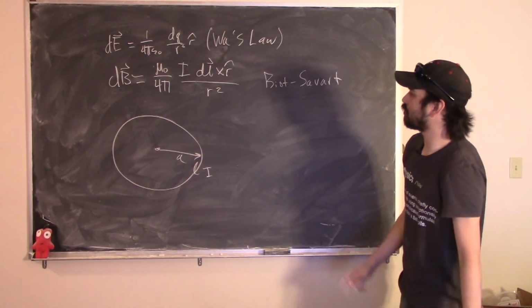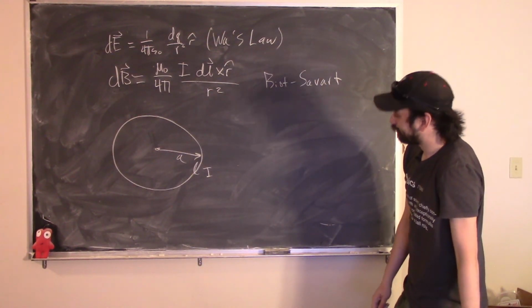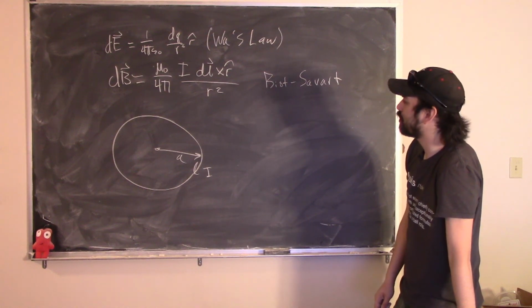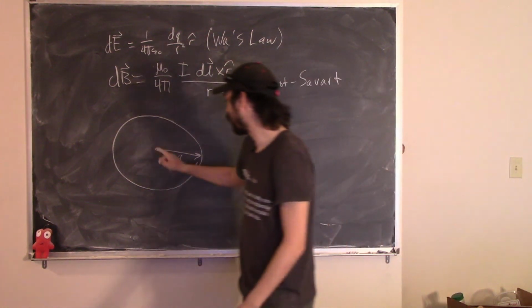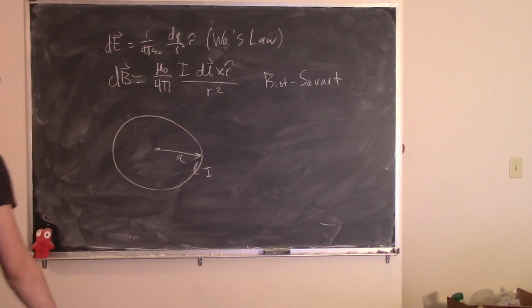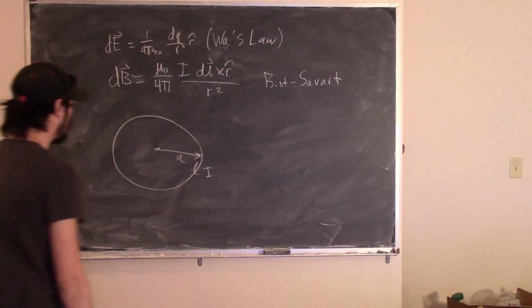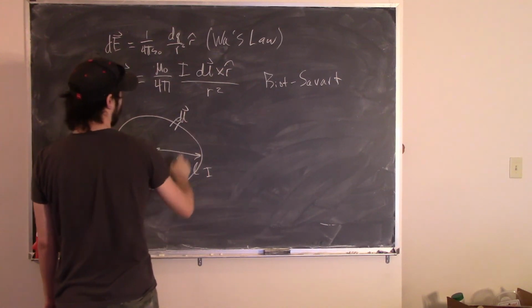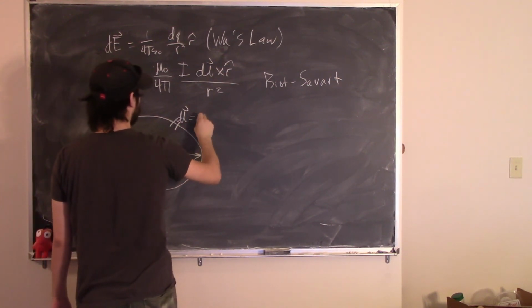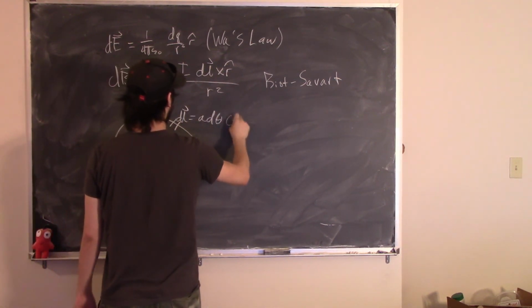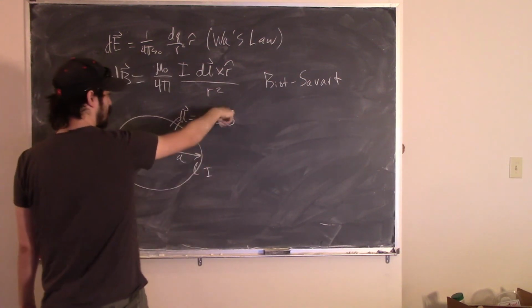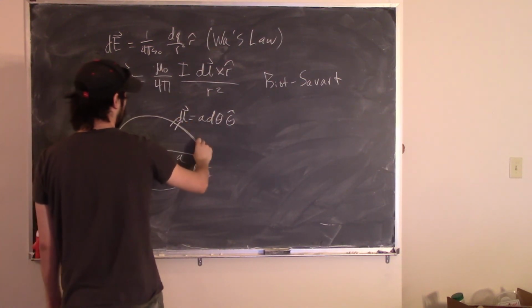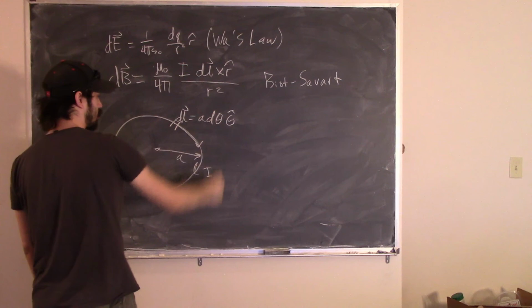And what we want to do is calculate what the magnetic field is at the center. Okay. So in order to do this, let's define what dl is. So the dl vector is going to be equal to a d theta times theta hat, where this theta hat is just telling me that I'm going in the same direction as the current.